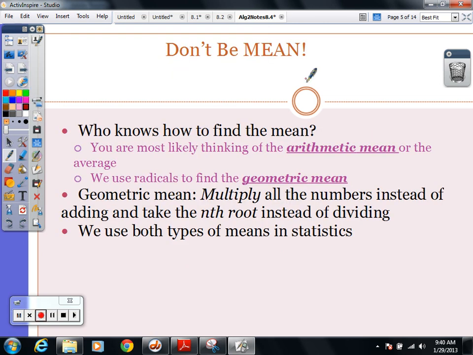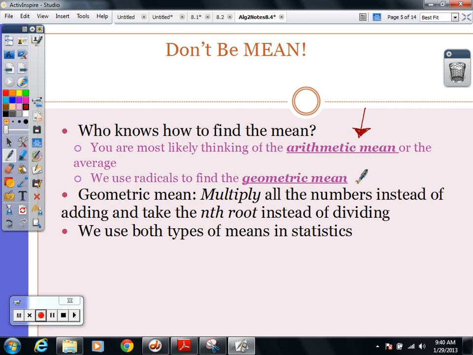Don't be mean. Let's talk about averages. If I asked you to find the mean, we're looking for a representation of a data set, a group of numbers. When I say how do you find the mean, you're probably thinking of what is called the arithmetic mean, which should remind you of the arithmetic sequence, where you add the same number over and over again. You take the terms, add them together, and divide by the number of terms. You've done this since elementary school.